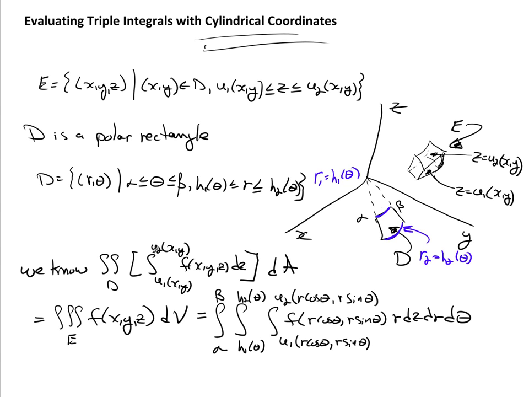Now, this conversion from rectangular to cylindrical may seem like a lot with all these sines and cosines floating around, but it may very well be worth it if this region defined by E is written in cylindrical coordinates, or if f of x, y, and z has in it an x squared plus a y squared. That's a big hint that this may be well worth the effort to make this conversion.